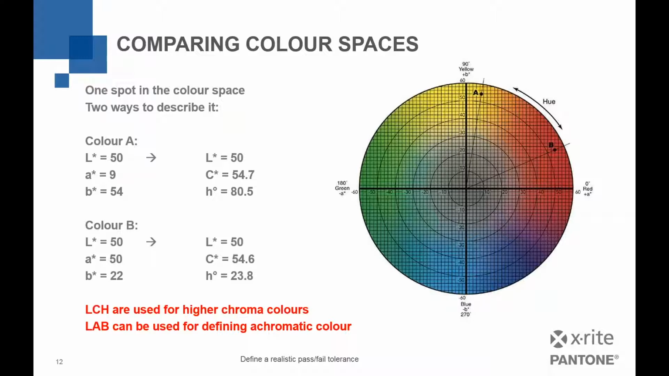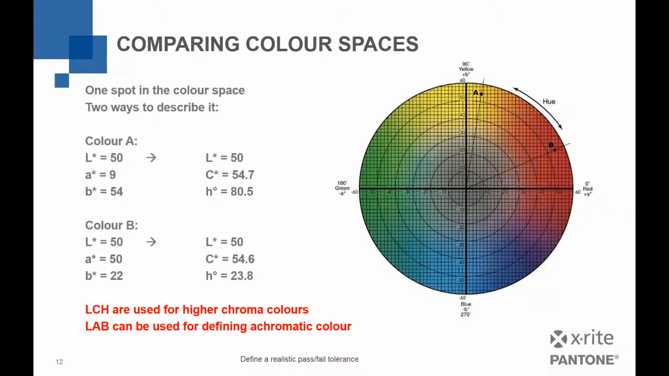Alternatively, we can look at that as, again, the L star being the same, but the C star, the chroma, which is the vector from the neutral point out to the A point, of 54.7. The higher the C value is, the more chromatic or stronger the color will be. And then we have a hue angle of 80.5. 0 is red, and if we work anti-clockwise around the color circle, we go through all the other colors within the spectrum.